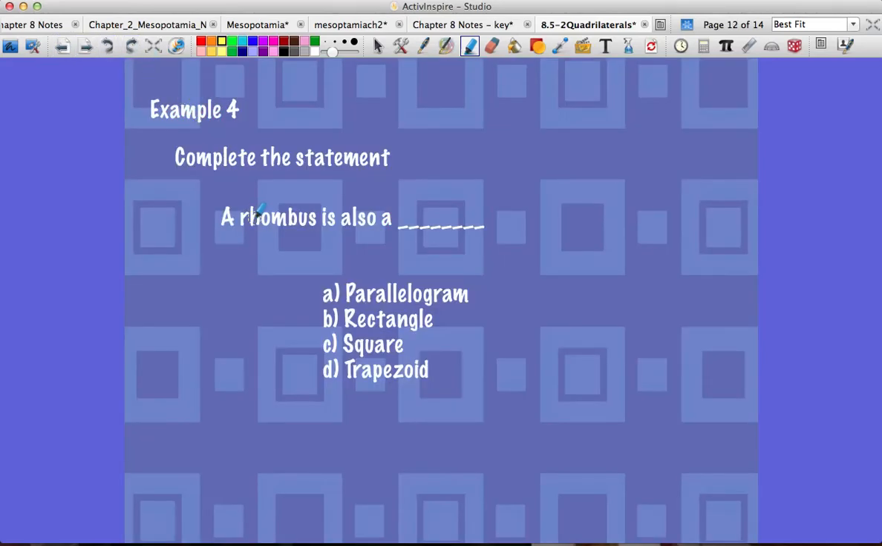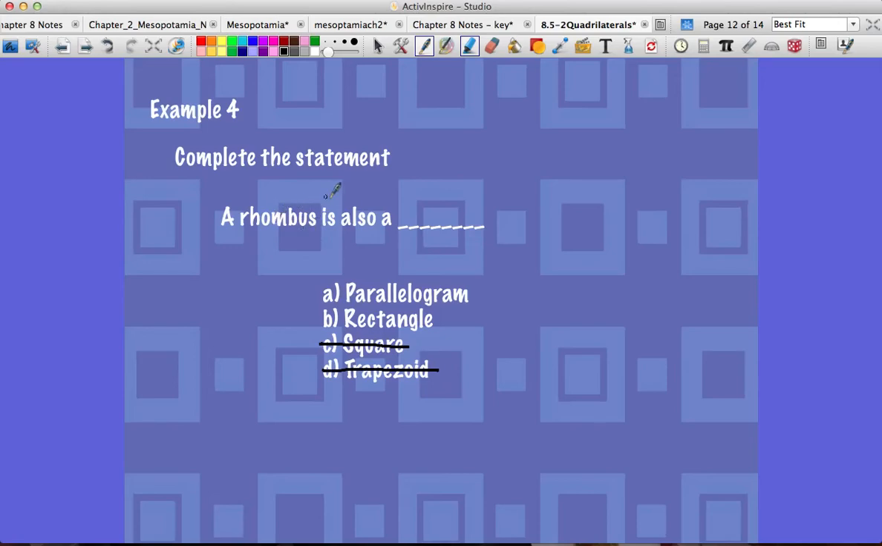So example 4, a rhombus is also A, parallelogram, B, rectangle, C, square, D, trapezoid. We know it can't be a trapezoid because it has two pair of parallel sides, and a trapezoid only has one, so that's out. Some rhombuses can be squares, however, not all of them are squares, so you cannot put square in here for an answer, because this is an always statement. So it is not also a square.